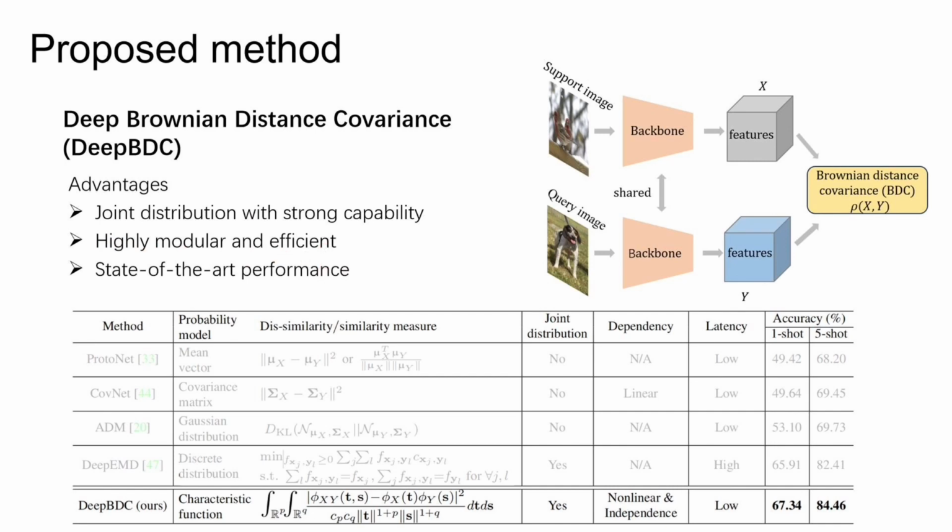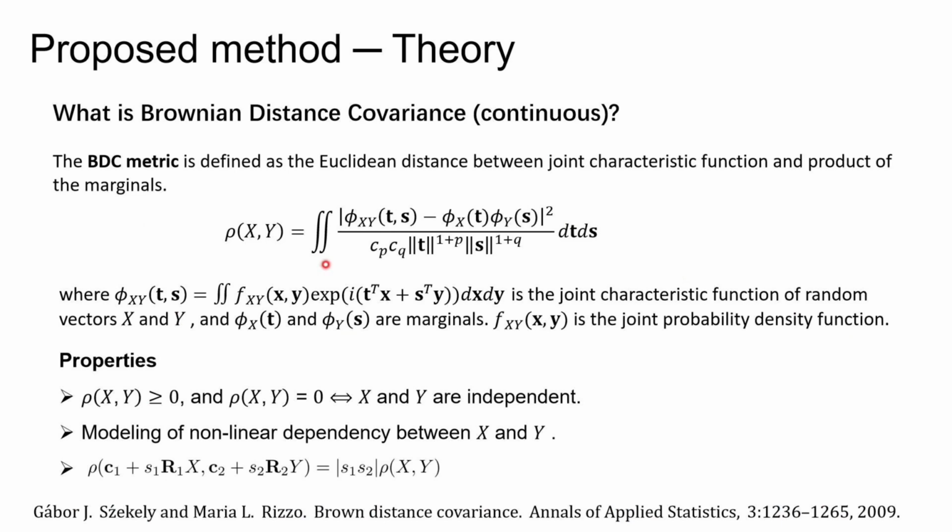So, what is the Brownian distance covariance? Here is the formula of the BDC metric. It is the Euclidean distance between the joint characteristic function and the product of the marginals. Phi xy is the joint characteristic function. Phi x and phi y are the marginals. The properties listed here are characterizing dependency and linear correlation. Meanwhile, it is invariant to individual translation and the orthogonal transformation of x and y.